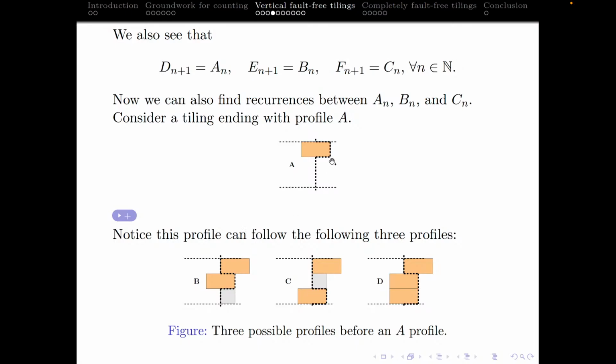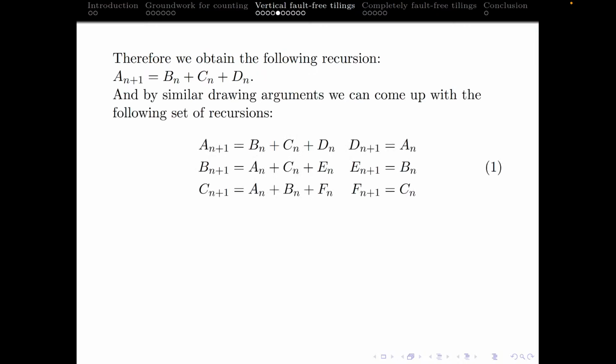So from this we can see that for any tiling, for any overhang which is counted by an at the nth position, there has to be either a B overhang at the n-1 position, or a C or a D overhang. So from this we can see that an plus 1 equals bn plus cn plus dn. There goes the first thing, and by similar arguments we can figure out that bn plus 1 is also equal to an plus cn plus en, and along with these, this is the first set of recursions that we have deduced about these tilings.